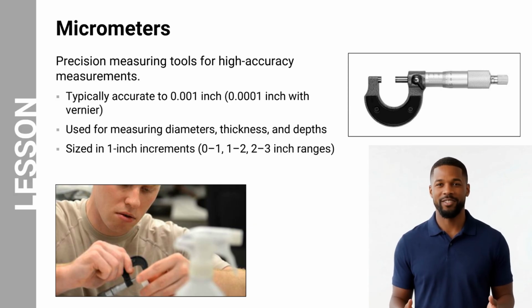Micrometers are manufactured in specific size ranges, such as 0 to 1 inch or 1 to 2 inches. The correct size must be selected before measurement. The visual shows an outside micrometer, which is commonly used in aviation maintenance for critical measurements.